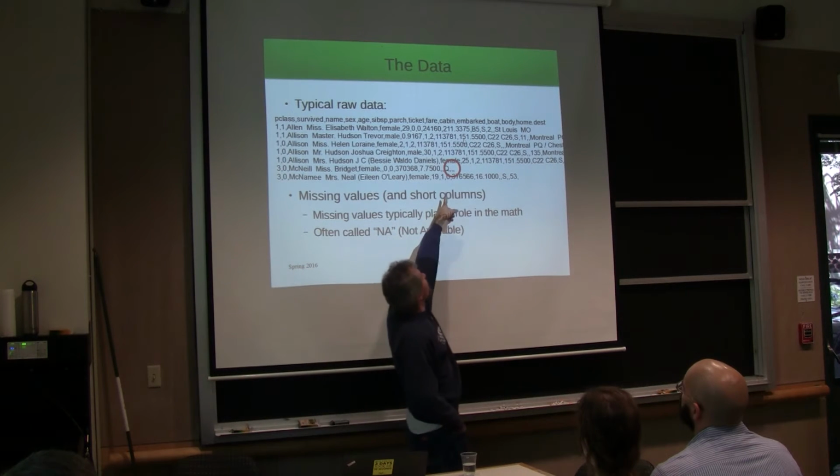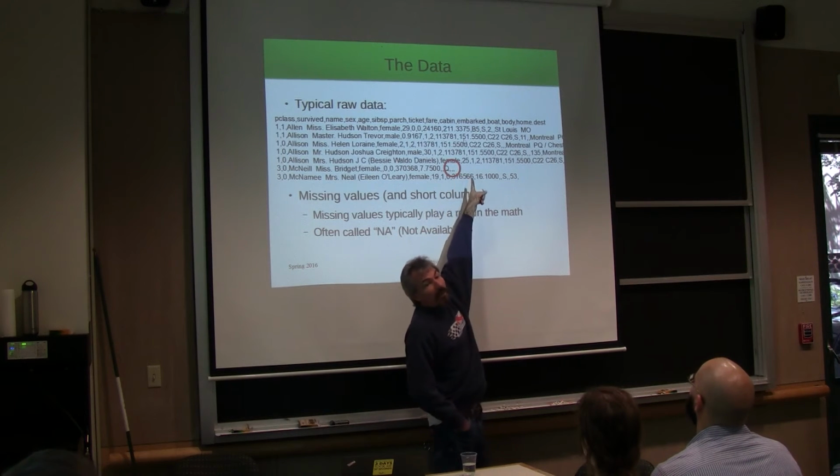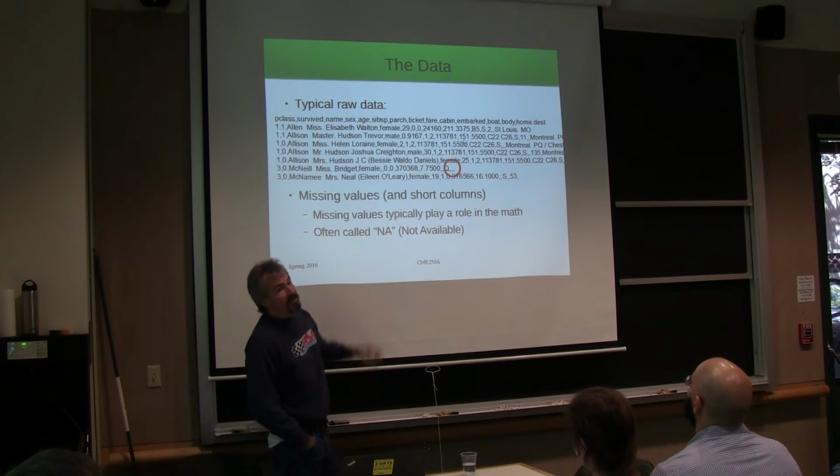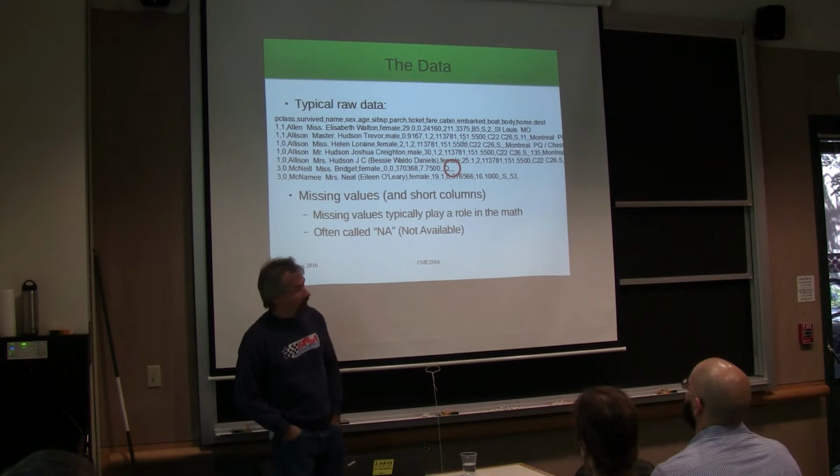Here between pairs of commas, I've got no data. And that's another common thing. It means you don't have a value. It's a missing value. And that plays a big role in the math.